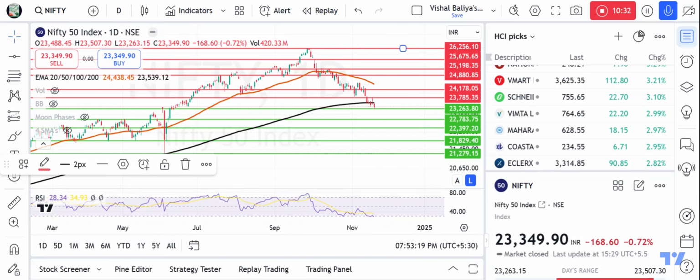Remember, in the long term, Nifty keeps going upwards.